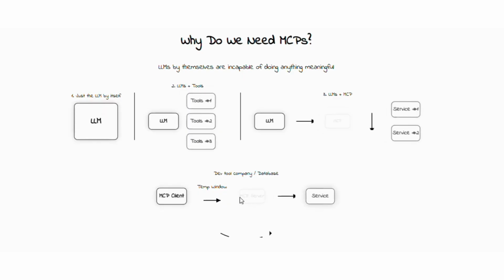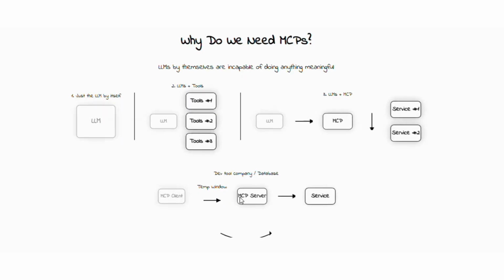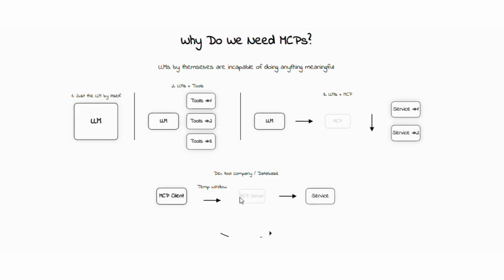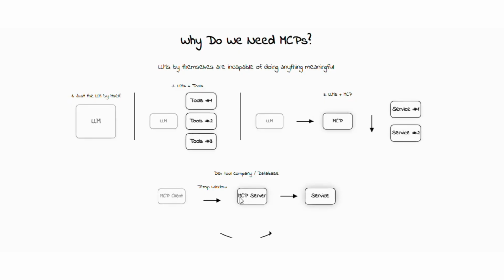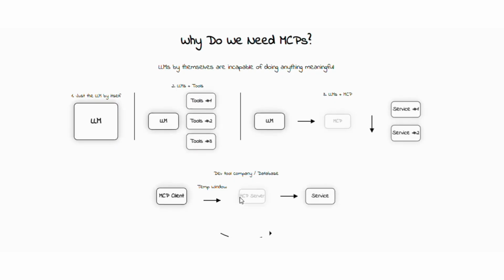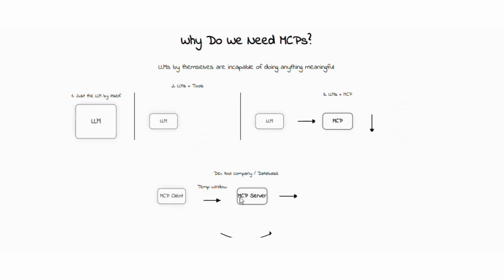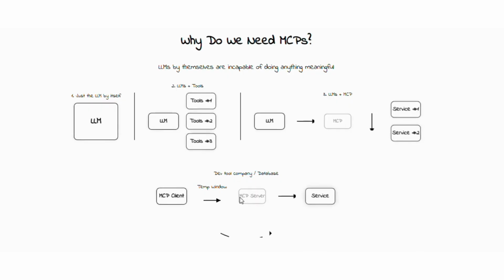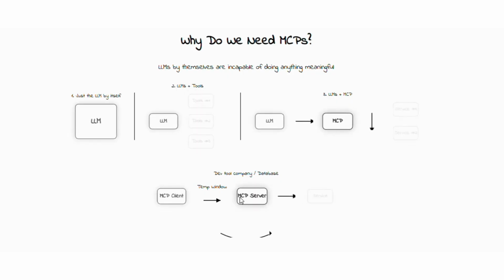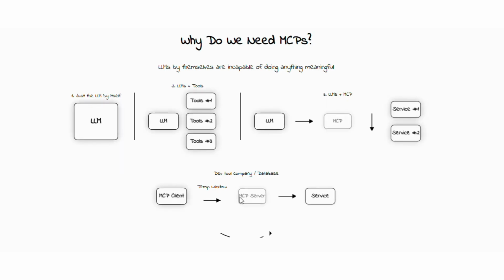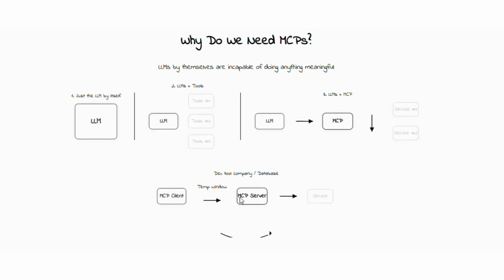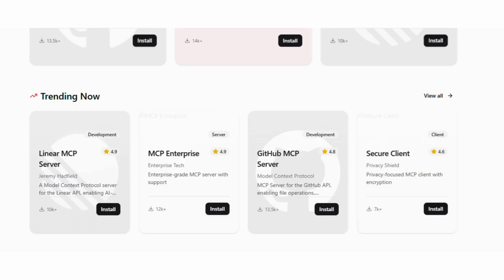MCP server, built by service providers. This translates their tool into the MCP language. The service, the actual tool, GitHub, Linear, n8n, databases, etc. Here's the genius part. Service providers now build their own MCP servers, so GitHub, Linear, or n8n can expose their full power to any AI instantly.